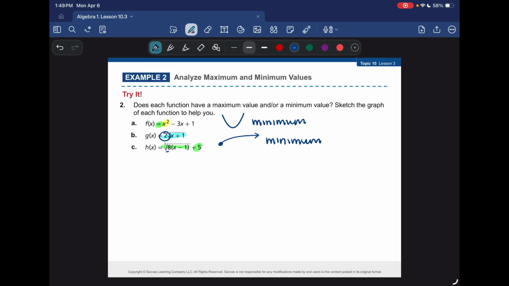We'll review compressions and stretches, but if I'm going to just roughly sketch a cube root function, that was not very good at all. But it has arrows on both ends of the graph, so it will always be increasing or always be decreasing. So it will not have a minimum or a maximum. Okay, so we'll have neither.